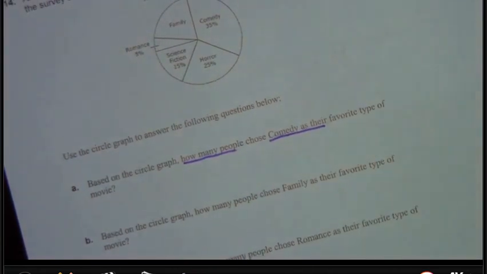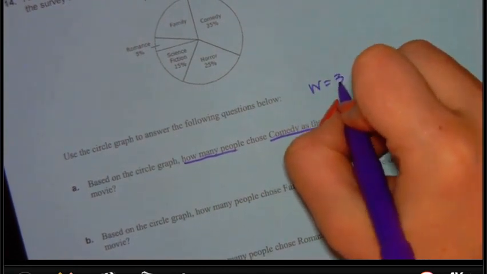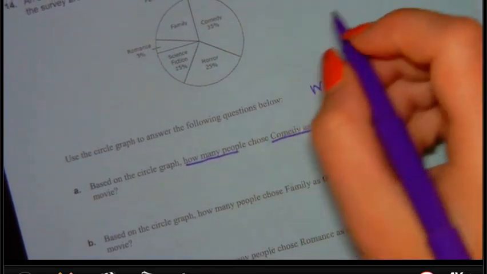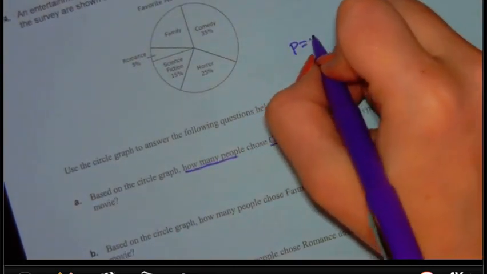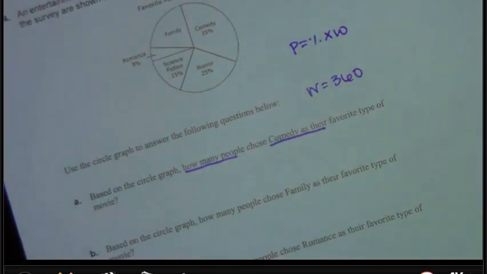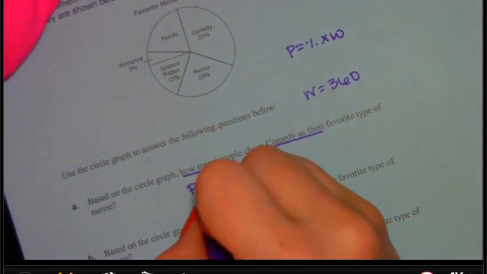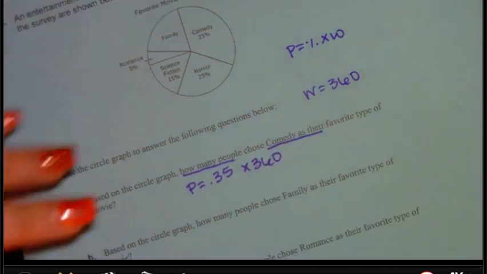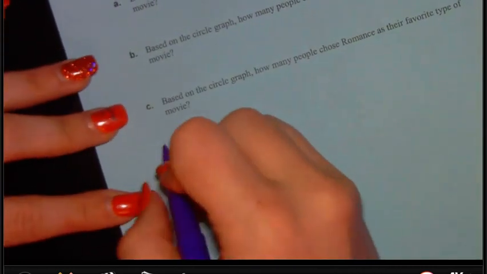I have my total, which is 360, and I have the percentages here. I'm going to use the equation part is equal to percent times the whole for each of these, if I'm looking for my part. It just makes it a lot easier. So comedy is 35%, which is going to be 0.35 times 360. And I'm going to use the space down here to do my math.